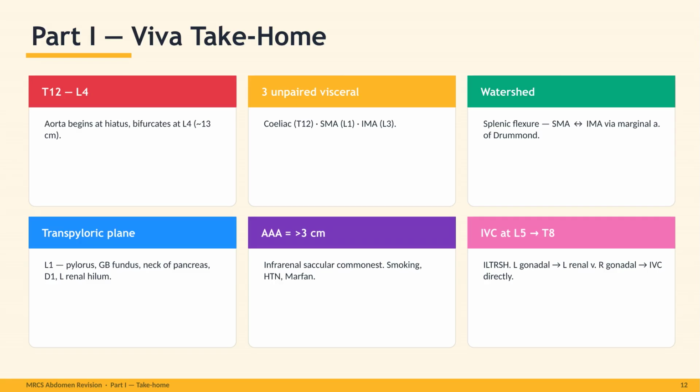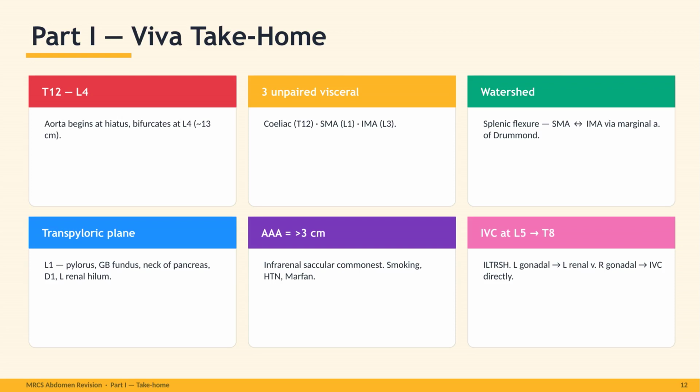3. The watershed between SMA and IMA is the splenic flexure, connected by the marginal artery of Drummond. 4. The transpyloric plane at L1: pylorus, gallbladder fundus, neck of pancreas, D1, hilum of left kidney.